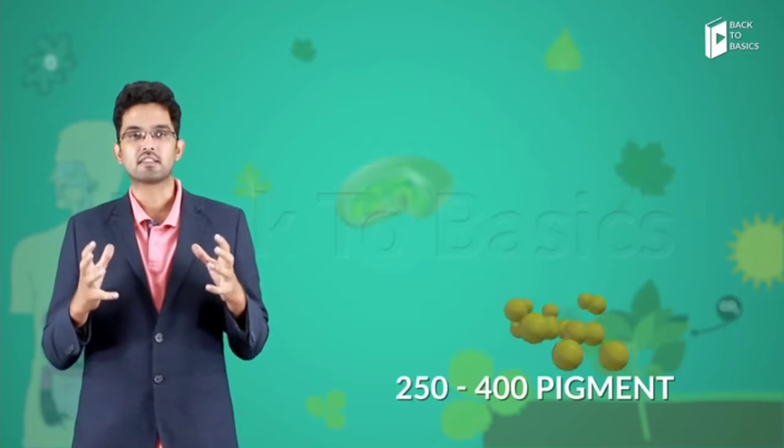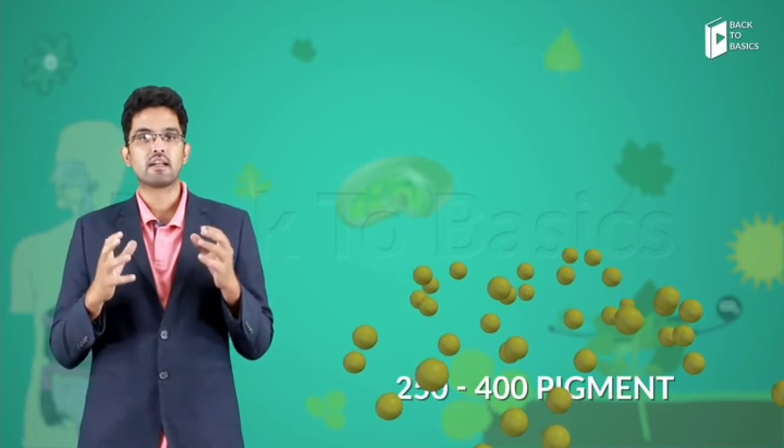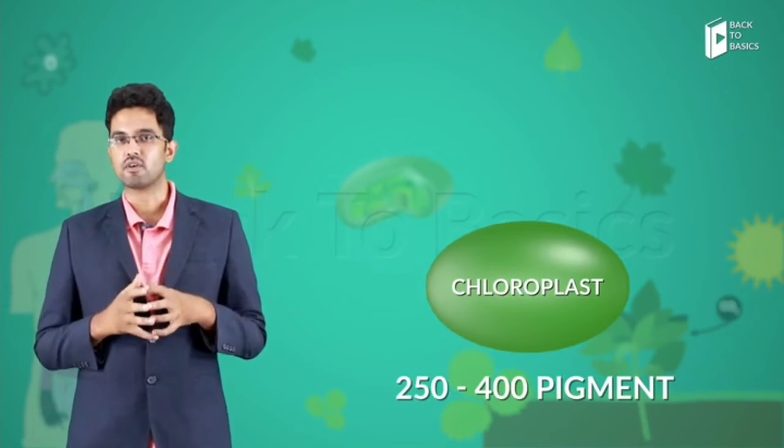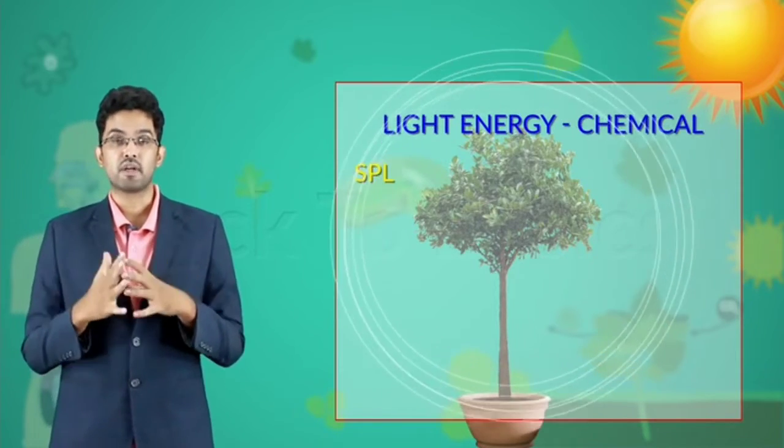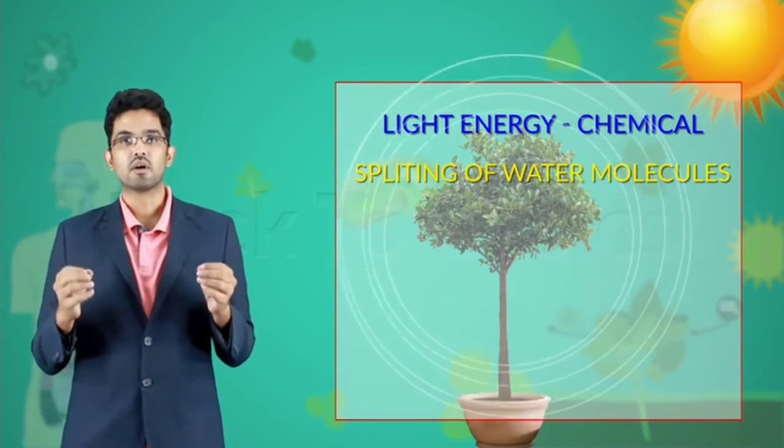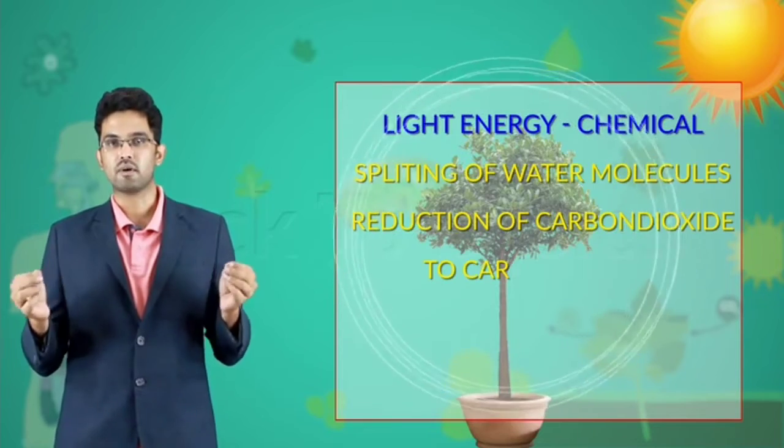250 to 400 such pigment molecules are packed into each granum, and an innumerable number of such units packed inside chloroplasts perform photosynthesis. During photosynthesis, several events occur inside these chloroplasts, which include conversion of light energy to chemical energy, splitting of water molecules, and also reduction of carbon dioxide to carbohydrates.